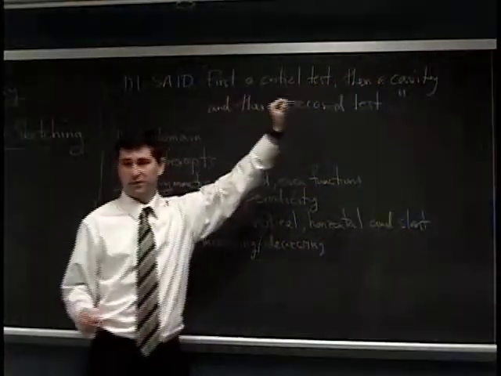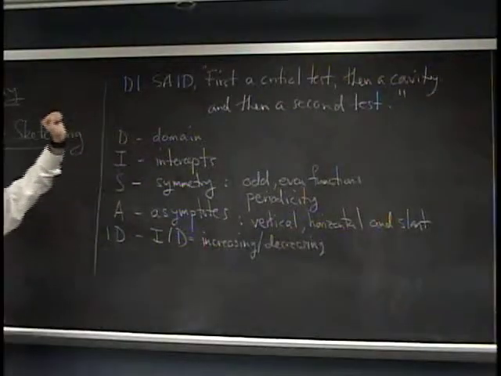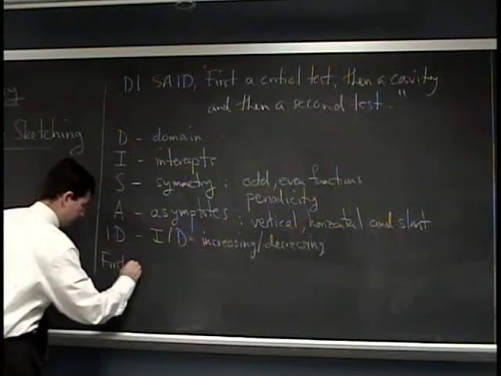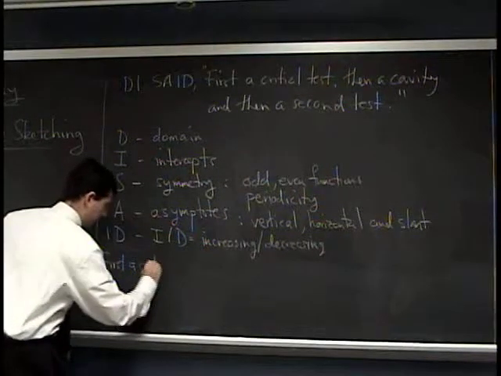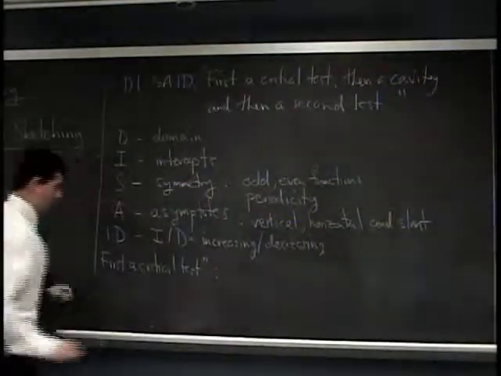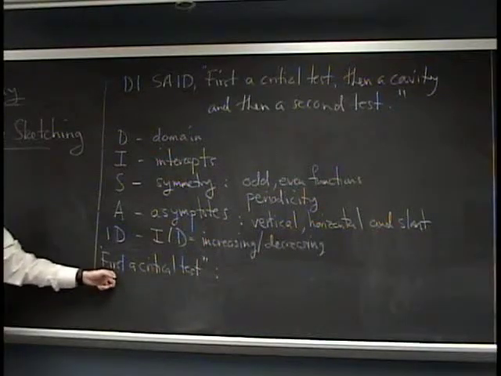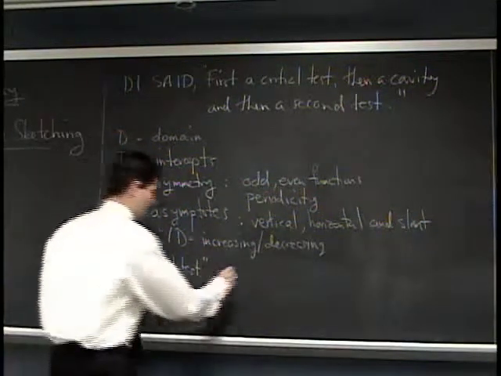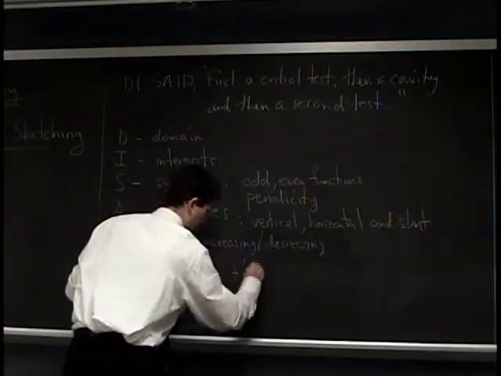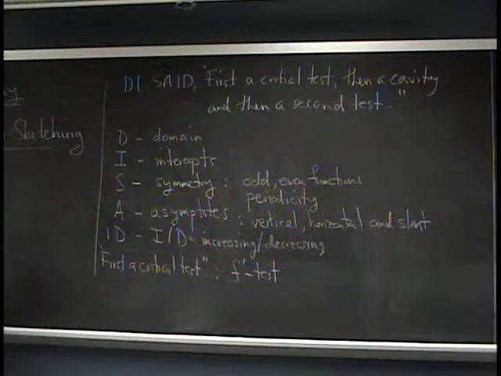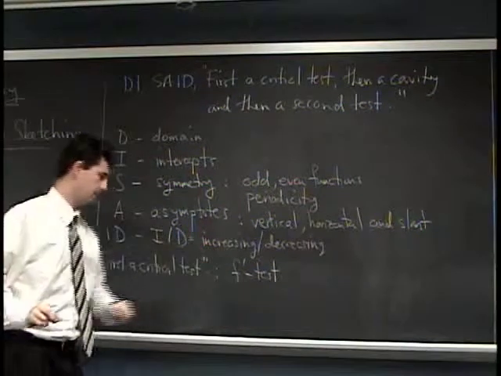And then first, a critical test. So where is this coming from? So first, a critical test. Well, the first is telling you to take the first derivative. So this is what's going to be called the first derivative test, or what I called in our second big picture lecture, the F prime test. But this is the first derivative test.